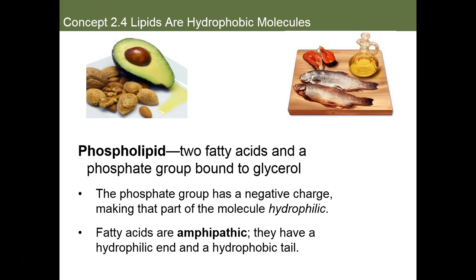Another important type of lipid are phospholipids. They have two fatty acids and a phosphate group bound to a glycerol group. The phosphate group has a negative charge, which makes this part of the molecule hydrophilic, or water-loving. Phospholipids are said to be amphipathic, meaning that they have a hydrophilic and a hydrophobic end.